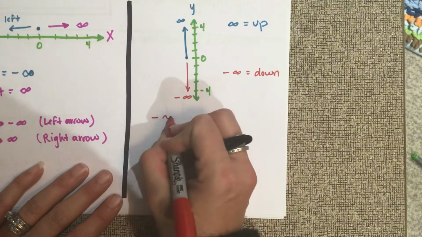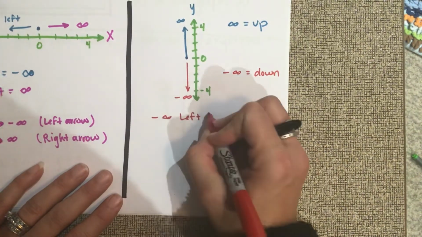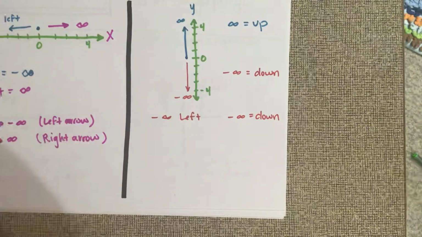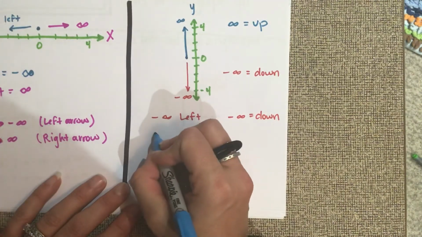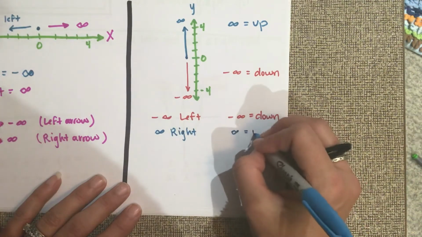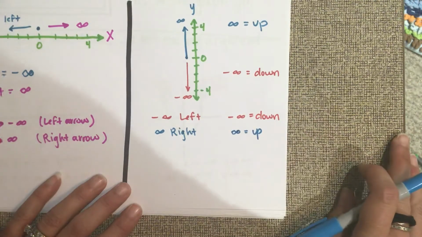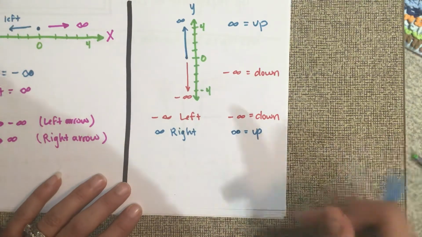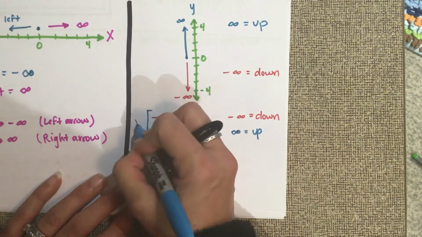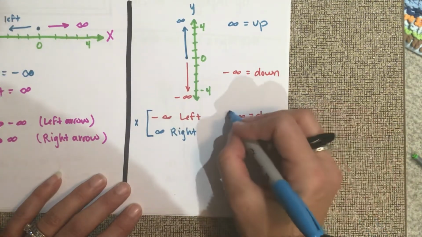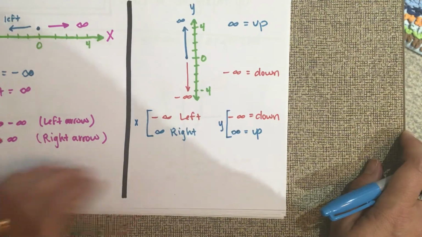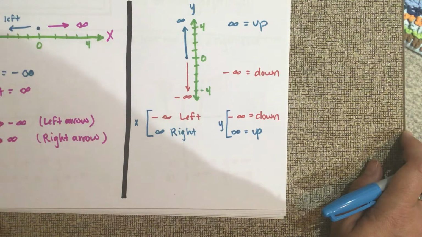Negative infinity is going to take us left, and negative infinity takes us down. And then positive infinity is going to take us right, and positive infinity is going to take us up. It's super important that you remember that. And left and right, we're talking about the x-axis here, and when we're talking about up and down, we're talking about the y-axis. All right, so how do we find end behavior?